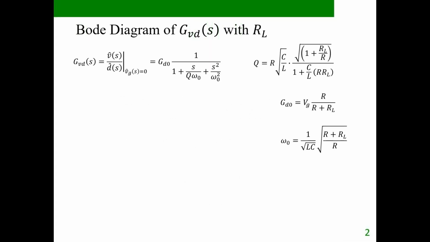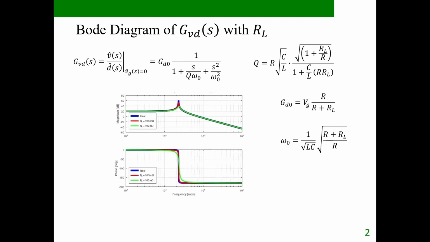Here is the final form of the control to output transfer function GVD of s with included series resistance of the inductor. And below it you can see the Bode diagram computed using the real electrical parameters of our hardware. These values are shown on the left. If you look at the ideal buck converter shown with the blue curve, you can immediately see the fundamental characteristics of the power stage. The low frequency gain. For the ideal case, gain is 19.08 decibels.